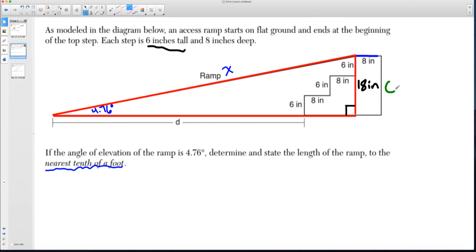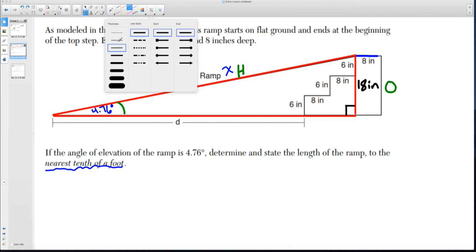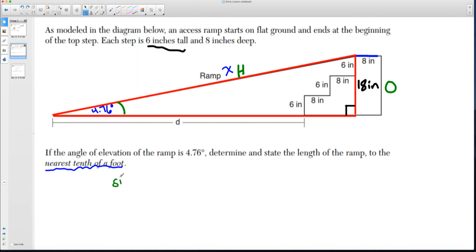We have an opposite side. We want to find the hypotenuse side, so we can go ahead and use SOHCAHTOA here. We're dealing with an opposite and a hypotenuse, so that's going to be sine. So we could say sine of 4.76 equals opposite over hypotenuse. Let's cross multiply. So x times sine of 4.76 degrees equals 18. Divide both sides by sine of 4.76.